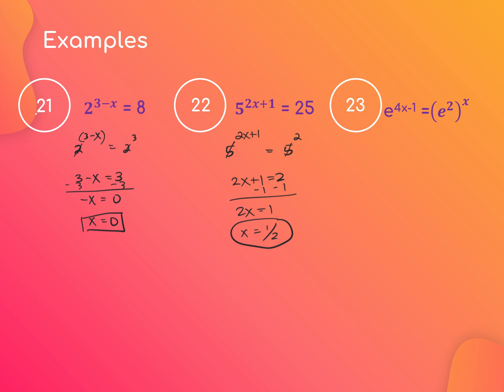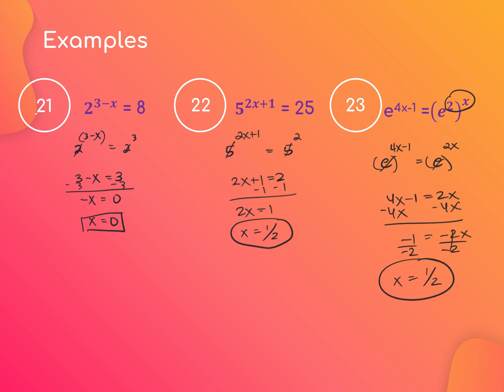Now e, again, remember that e is a natural number, so it's a little bit different. But again, I just need to make sure both my bases are e. So here I have e to the 4x minus 1 power. And here I have this power to power, so it's e to the 2 times x power. Now that I have my e by itself, I can cancel it. And 4x minus 1 equals 2x. Subtract 4x from both sides. Minus 1 equals minus 2x, divide by minus 2, right? And I get x equals a positive 1/2, which is a great answer.